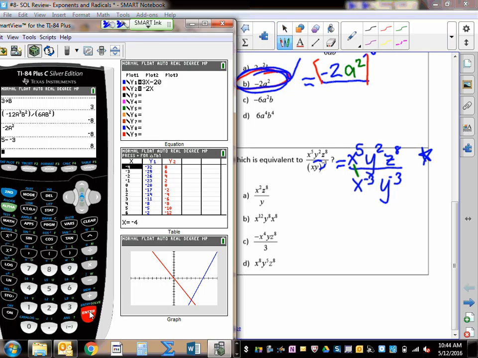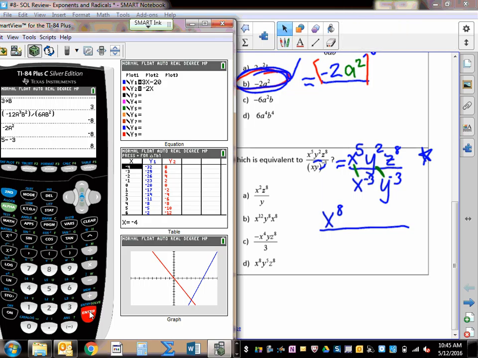So I get x to the 8th. It's a positive, so it stays on top. Think about it that way. The bottom has x to the negative 3. That means in order to make it positive, you move it to the top, so you're adding your x. Alright, next let's do our y's.